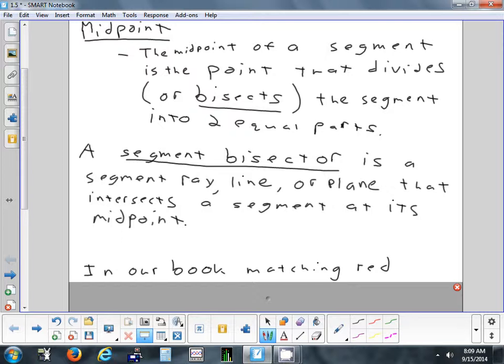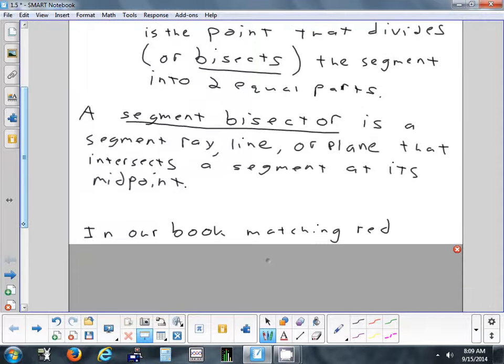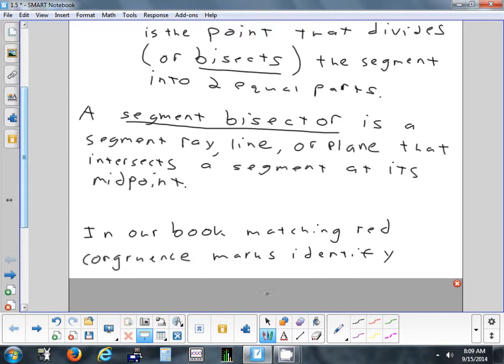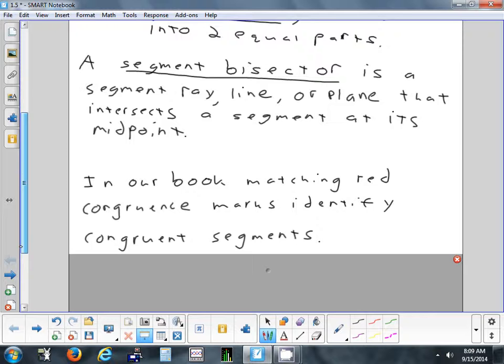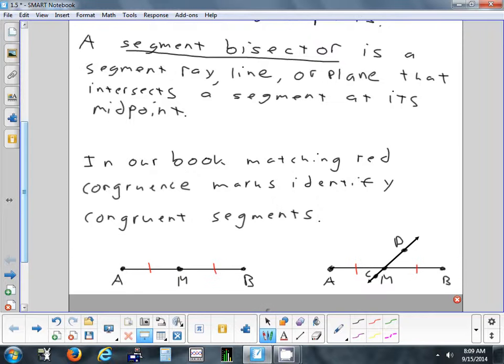Once we bisect something, we want a way to draw that so that somebody knows we have two segments that are exactly the same, that we've cut them in half. We talked a little bit about how we would do that using a little mark on the line earlier. In our book, they use these red congruence marks. So they're small vertical or horizontal lines that go right on the side, and they look something like that.